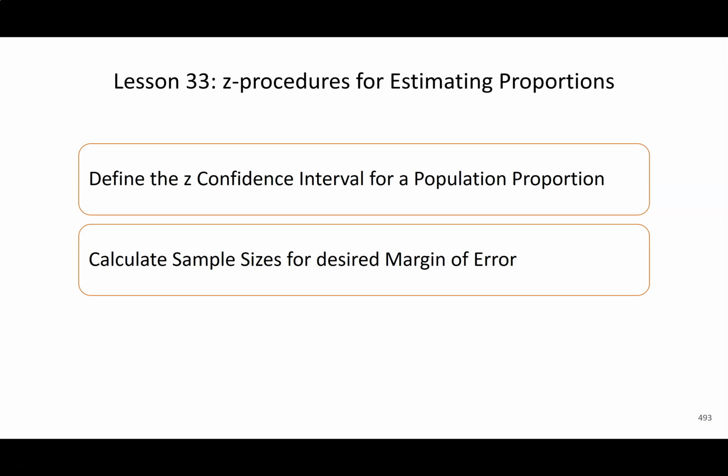Welcome to lesson 33. So we're going to talk about using z-methods or z-procedures for estimating a proportion. Specifically, we're going to be making a confidence interval for a proportion from a population. And then we're going to focus again on calculating that minimum sample size required in order to make a confidence interval of a certain confidence level no wider than a certain amount.